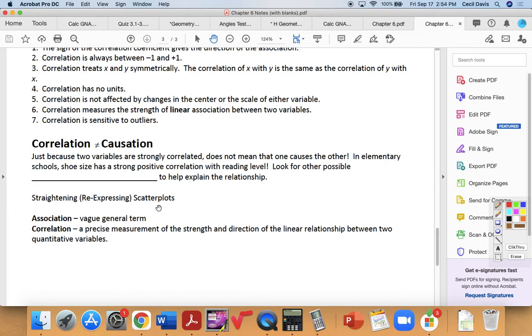Association is a vague general term. Correlation is a number. It's a precise measurement of strength and direction of the linear relationship between two quantitative variables.